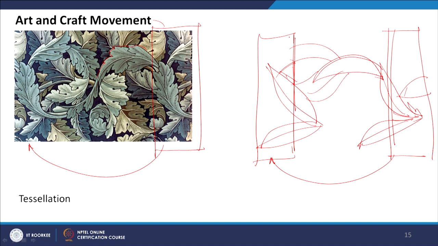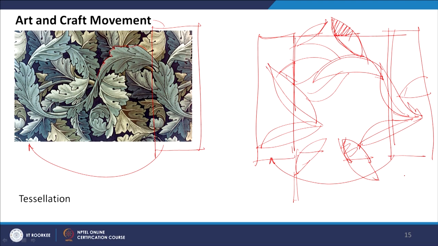So for example, there is another leaf, so this part has to be added exactly here, and then you have to complete it. So you complete it, and then the other part similarly you have to add. The same part has to be here, and then you continue, then the design will be continued, and it will be a tessellation, a whole tessellation, and you can print this block by block.